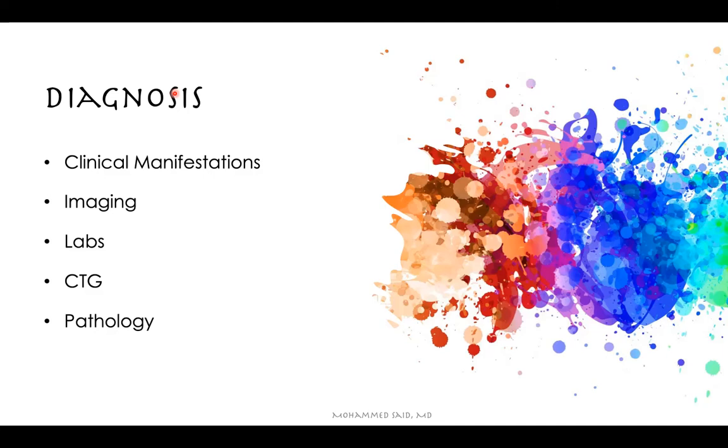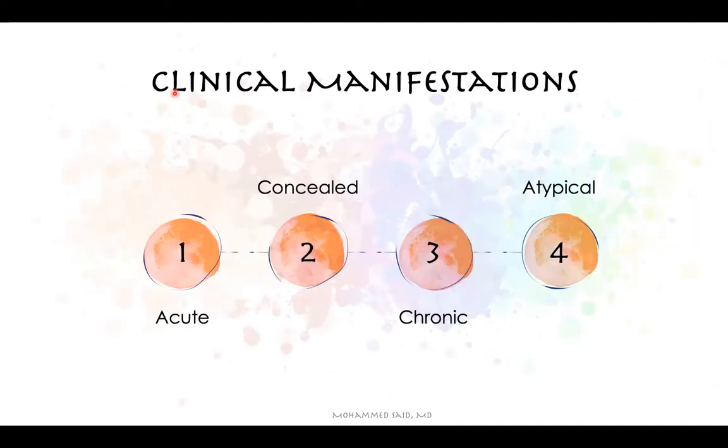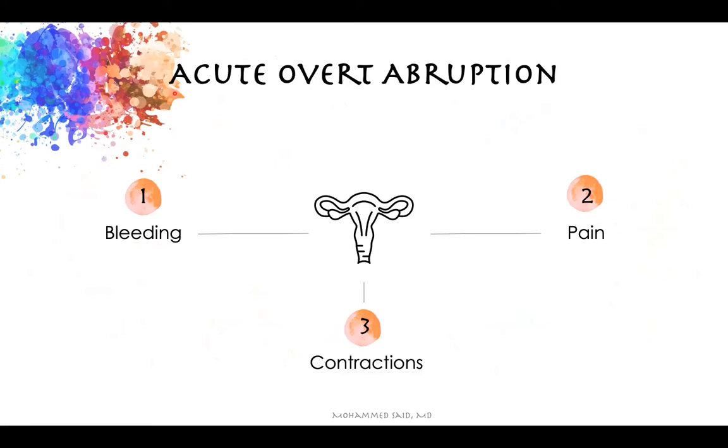So how do we diagnose it? First, always put this in the back of your mind, that you have 4 different presentations. You can have an acute, overt bleeding abruption, or you can have a concealed abruption, or you can have a chronic abruption, or some atypical presentations. So with acute abruption, basically we're talking about vaginal bleeding, pain, contractions. That's it. This is the typical presentation.